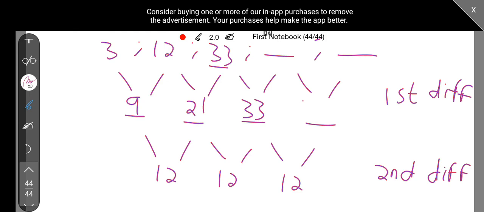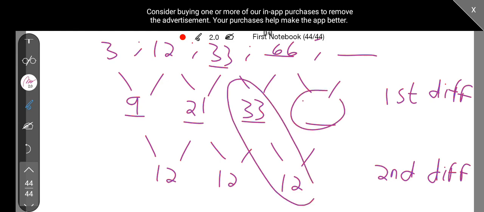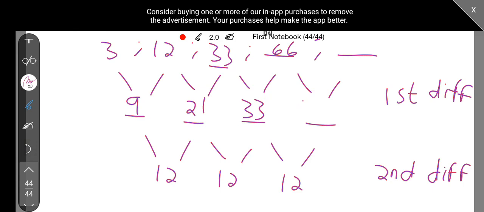And 33 plus 33, what is it? That gives us 66. And what is 33 plus 12? We must get what is here, so we must add these two. So 33 plus 12 gives us 45. And to get term number 5, the one which is here, we must add 66 and 45. So 66 plus 45, and the answer will give us 111. Well, that is term number 5.